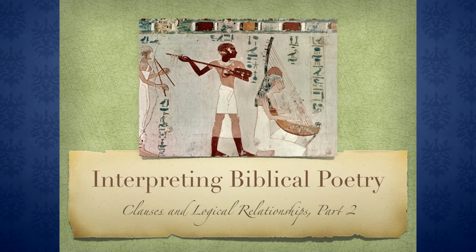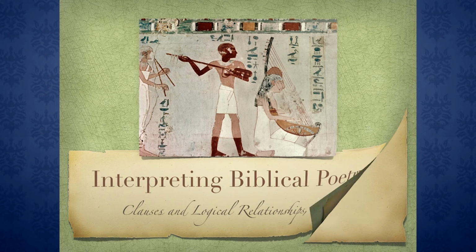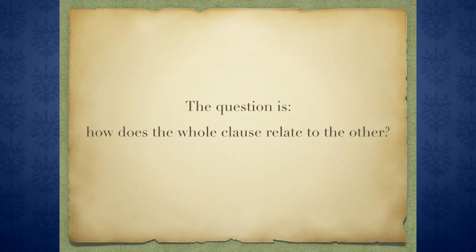Here we're building on the work, again, of Dr. Fuller, later developed by people like Beale and Schreiner and Hafman. But essentially we're asking this question: how does the whole clause relate to the other clause? We're not just looking at one word in particular, we're looking at the entire clause. What's the relationship between them?